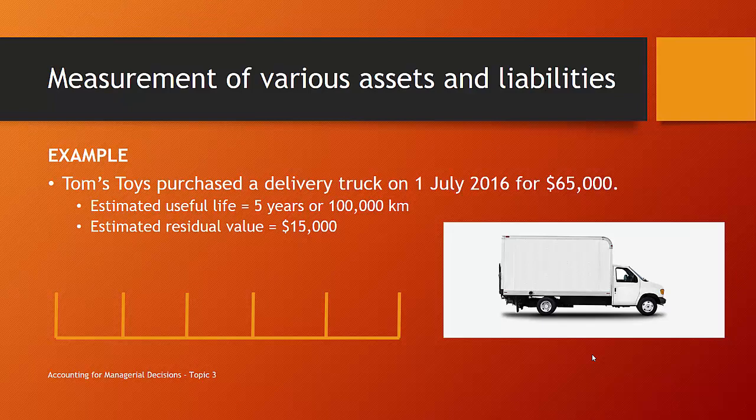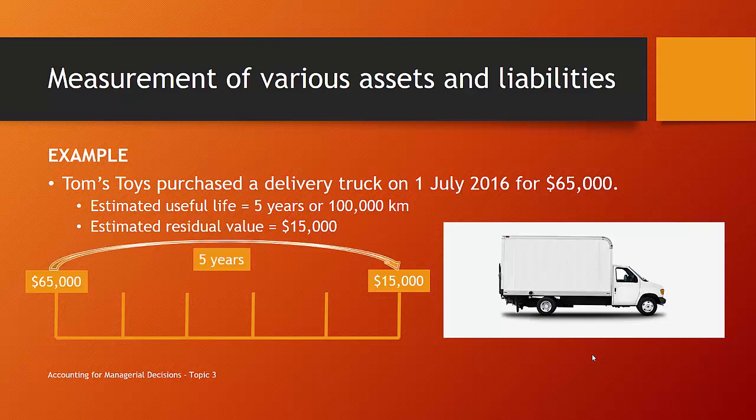So what this means, at the start of the useful life, the truck had an objective number of $65,000. That is what it was worth. At the end of the 5 years, or the estimated useful life, it is expected to have a residual value of $15,000. This means this is what we expect it to have. This number is subjective. This is a management assertion about what they think it's going to be worth.